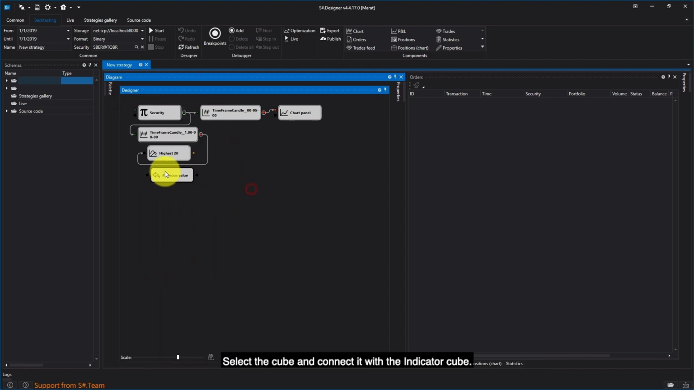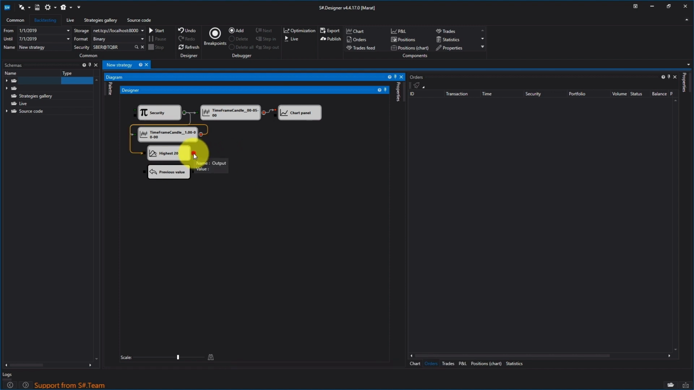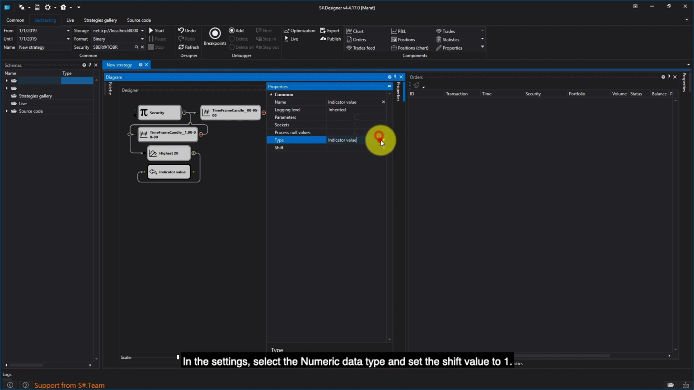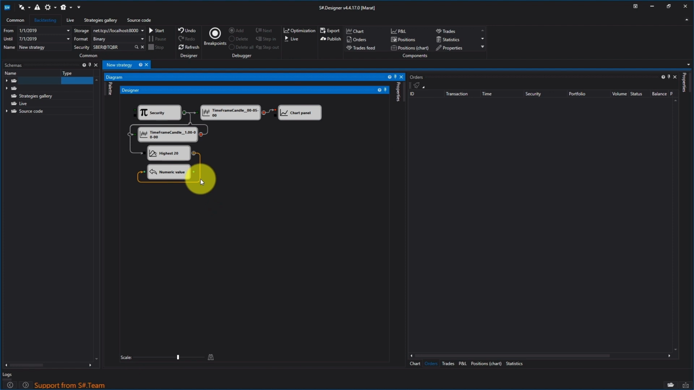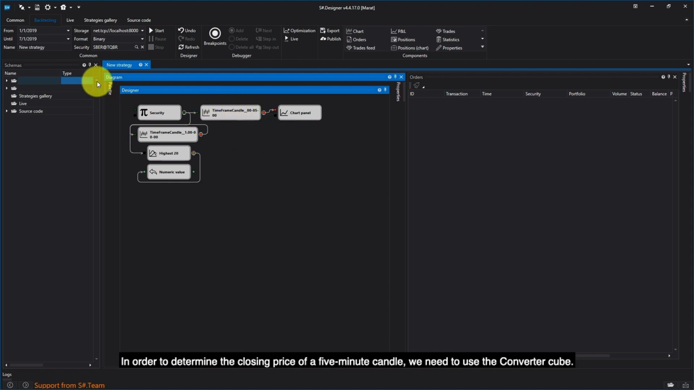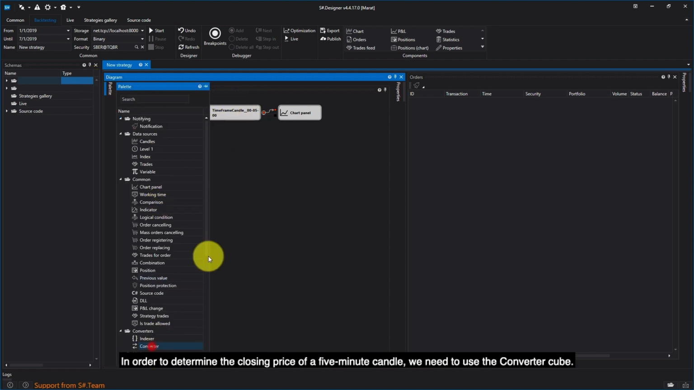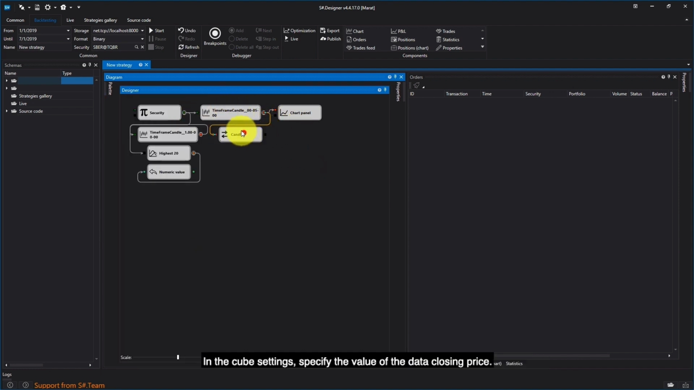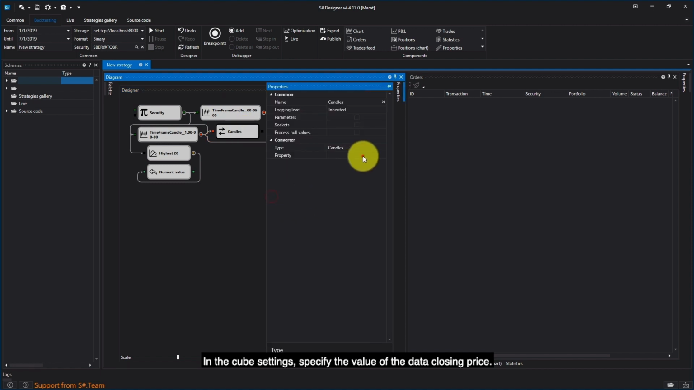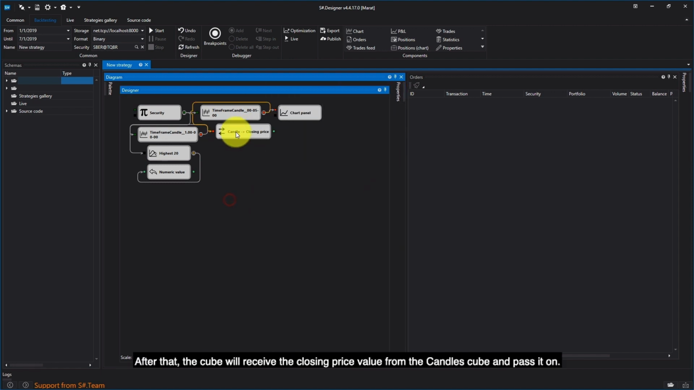Select the cube and connect it with the indicator cube. In the settings, select the numeric data type and set the shift value to 1. The cube will now store the value for the previous 20 days, and it will be compared with the closing price. In order to determine the closing price of a 5-minute candle, we need to use the converter cube. In the cube settings, specify the value of the data as closing price. After that, the cube will receive the closing price value from the candles cube and pass it on.